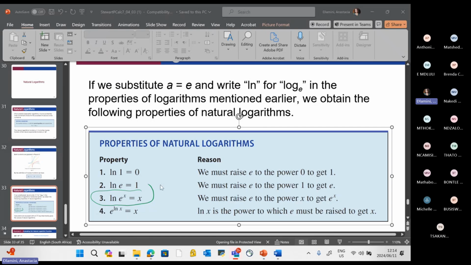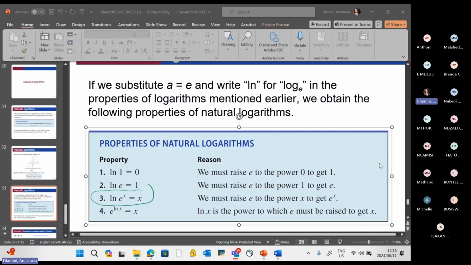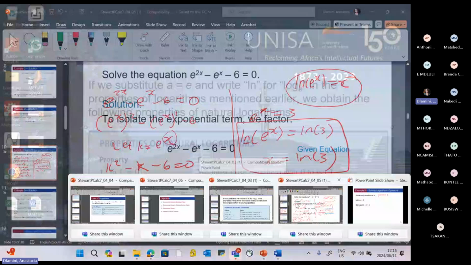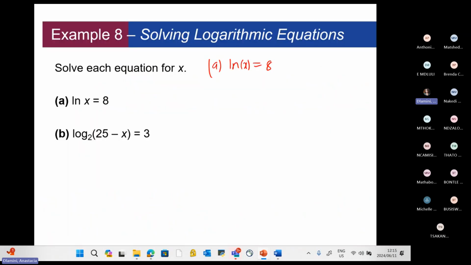I said to you, I don't want you to use the property. Look at number 4, property number 4. It says if you have e to the power of ln x, it is equal to x. Now, according to our notes, it says to write the equation in exponential form. I don't want you to do the part where you raise the base to each side of the equation. So I will do that part so that you don't do it.